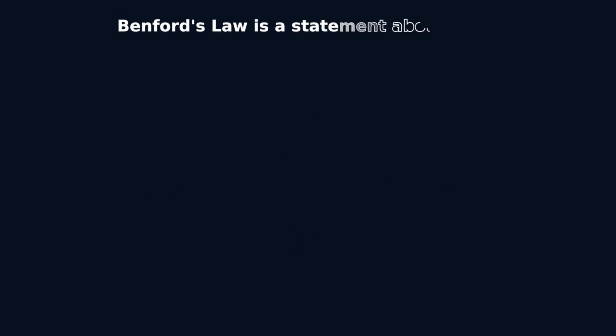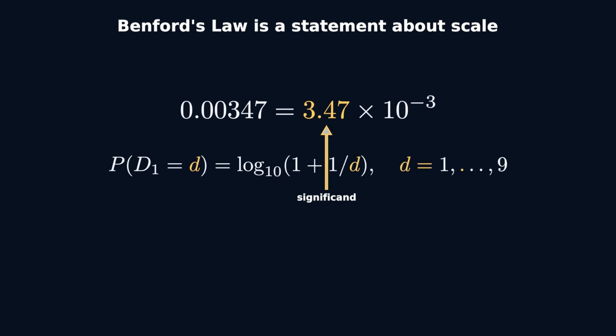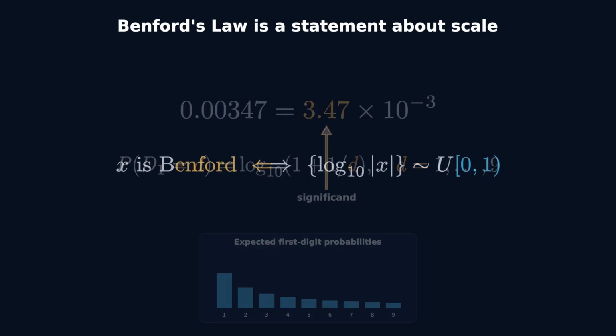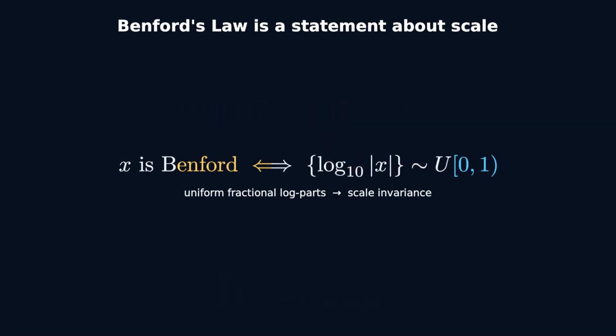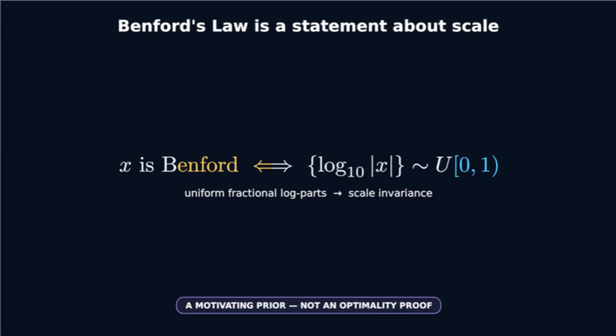This motivation comes from Benford's law. The probability that the first digit is d is the base 10 logarithm of 1 plus 1 over d. So the digit 1 appears about 30% of the time. Equivalently, the fractional logarithms of the magnitudes are uniform between 0 and 1. This suggests a broad range of scales. It motivates the prior, but does not prove optimality.